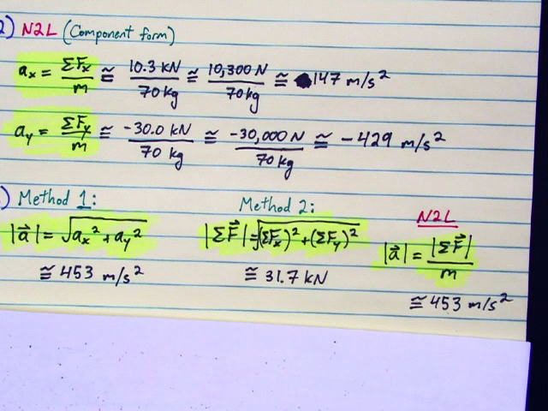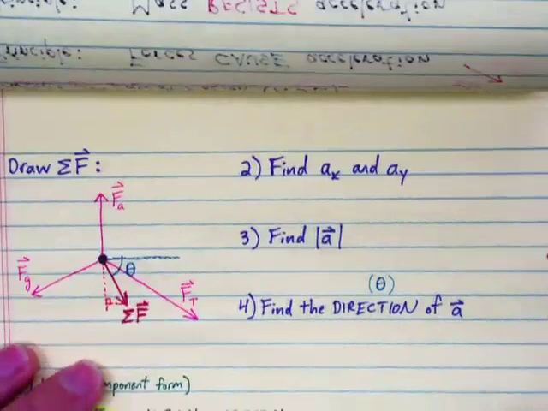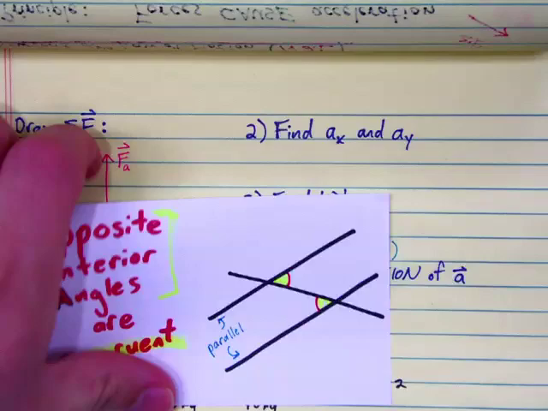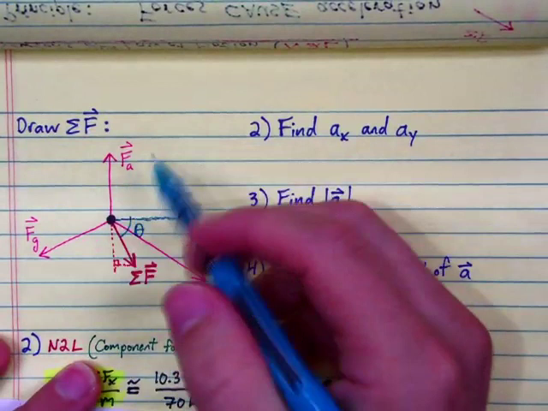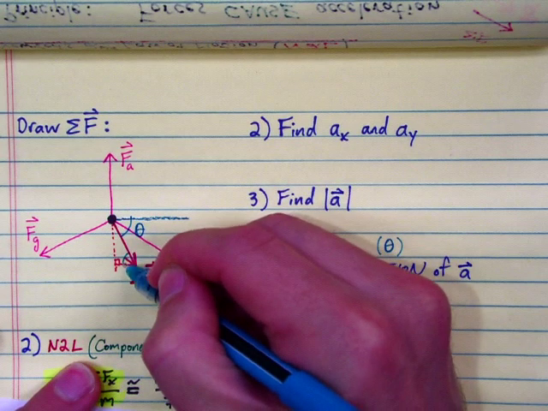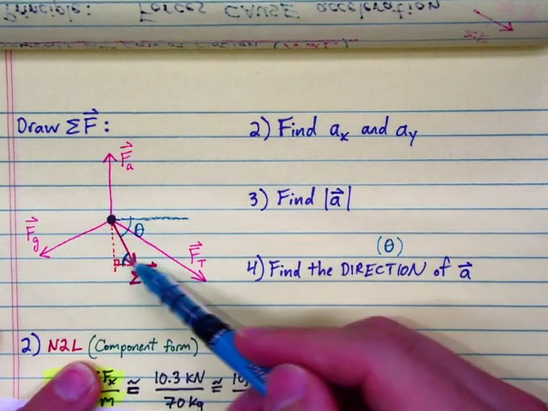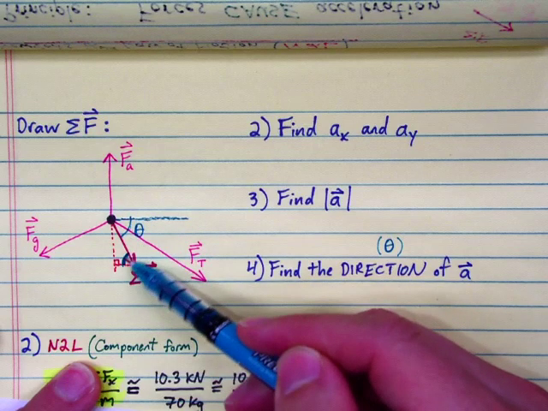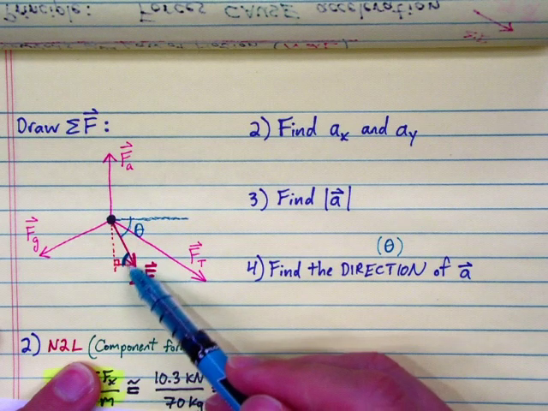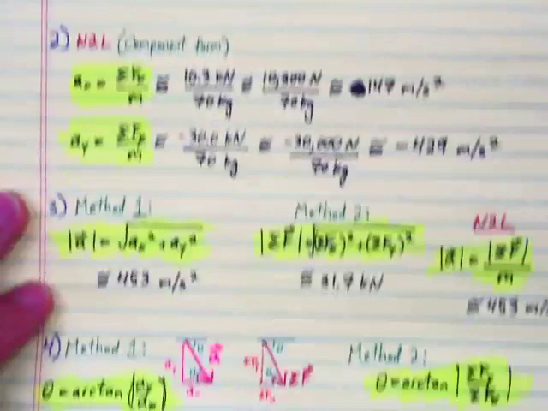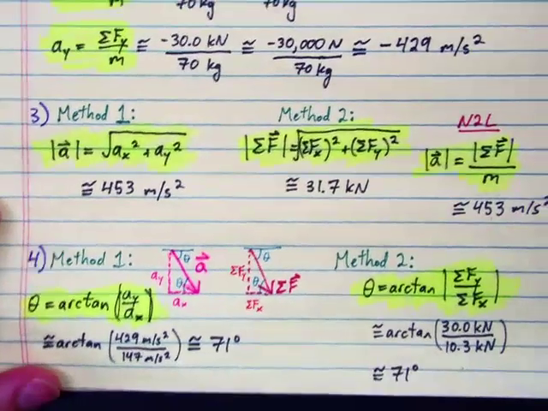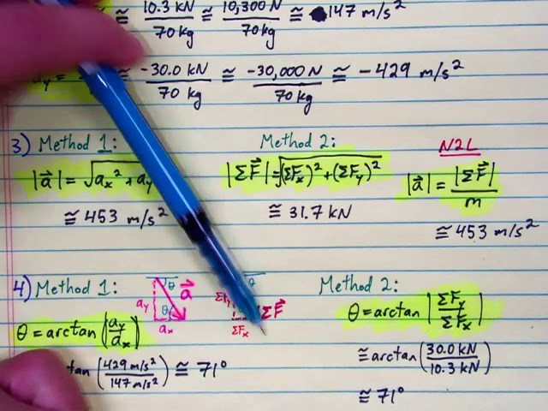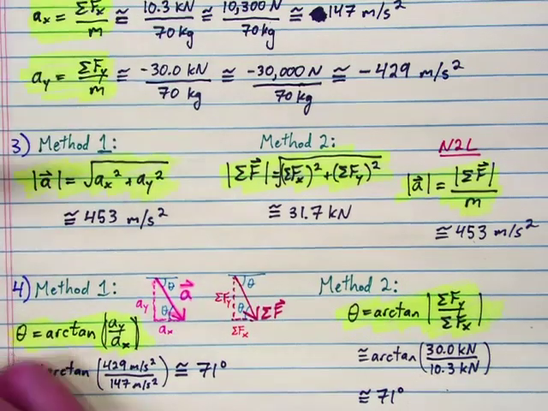Okay, finding the direction here. A little trig helps out. Of course, remembering that opposite interior angles are congruent. You can see from this diagram that this angle right in here, that little angle is the same as this angle right there because these are opposite interior angles. So really I want to find this angle right there and make use of our knowledge that the acceleration of Newton will be parallel to the net force acting on Newton.